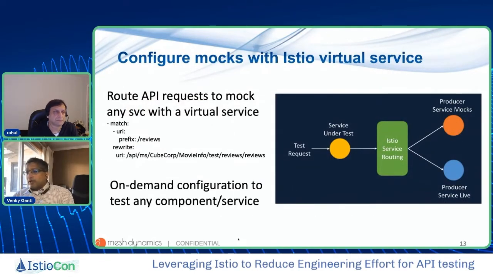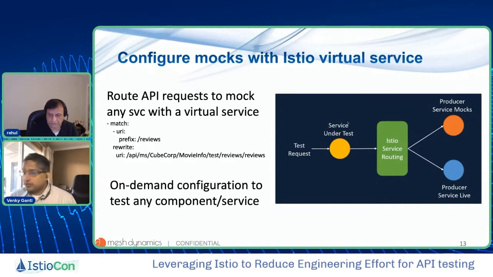As far as mocking is concerned, again, Istio has a nice construct of this virtual service, which we can use to route to a mock instead of to a live service. You say, I want to mock this particular service. You just change your configuration and say, this prefix, the API reviews, needs to be rewritten to this mock service. And boom, you have your mocking ready to go. So your service under test is issuing a request, typically to a live service, but with this mock virtual service configuration, it's now going to our Mesh Dynamics mock services. It's as simple as that.